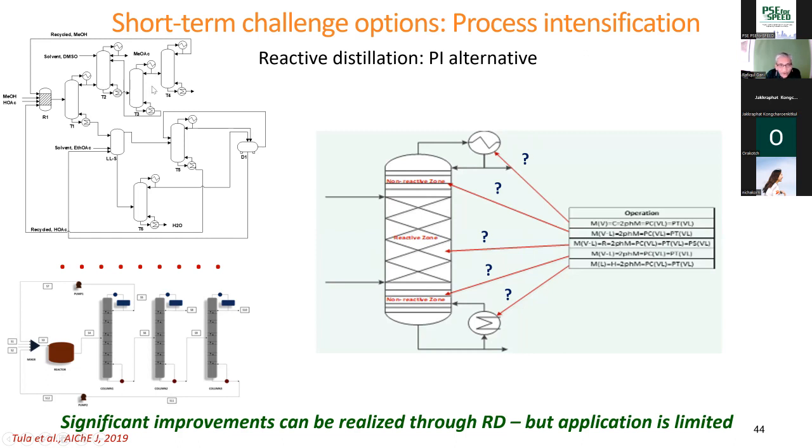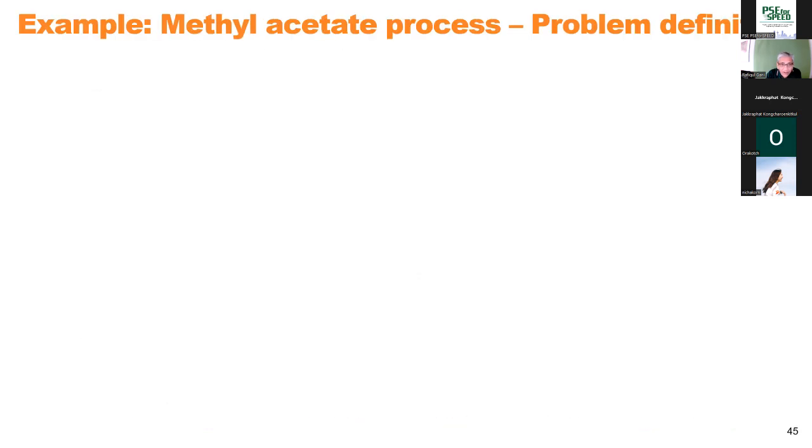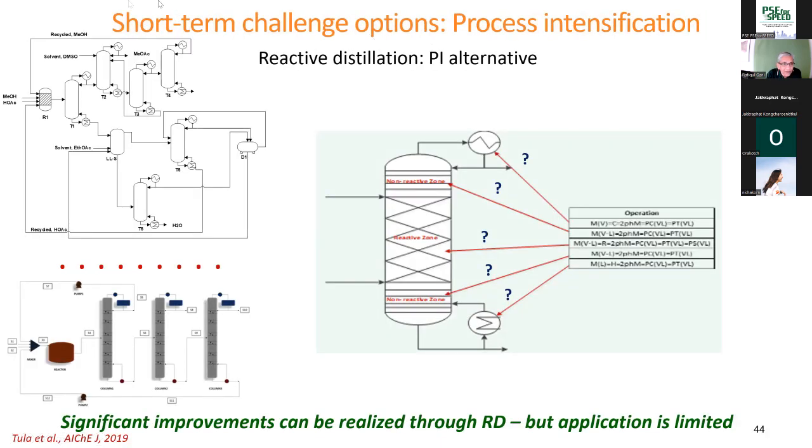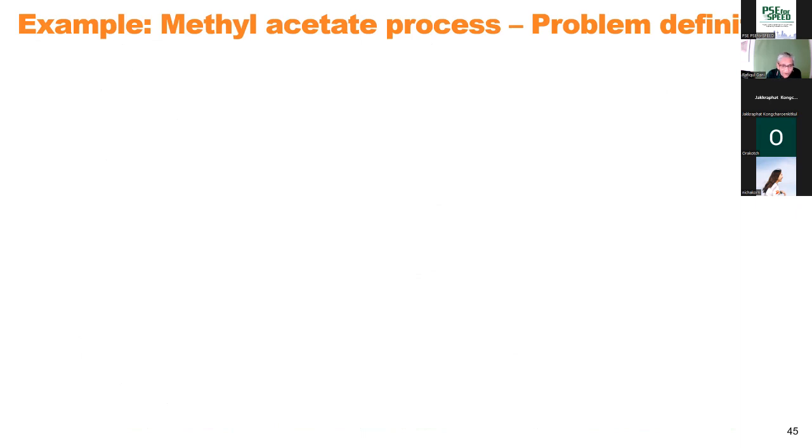And this is also a short-term option. There are many, many processes. These are two industrial processes that can be, at this moment, converted to a reactive distillation with significant improvement in energy. How does this work? I will give you an example with the methyl acetate problem, which is this process flow sheet. And afterwards also, the Thai team will show you examples.